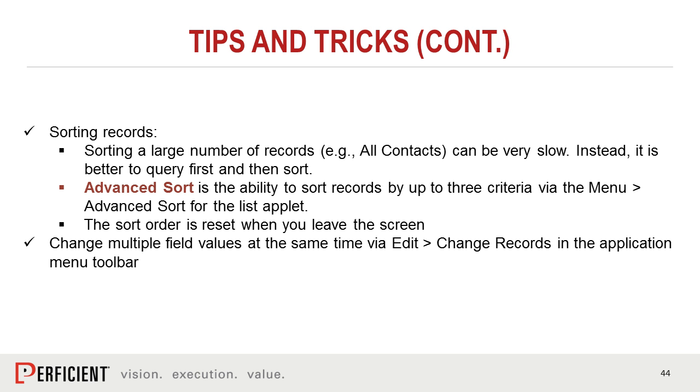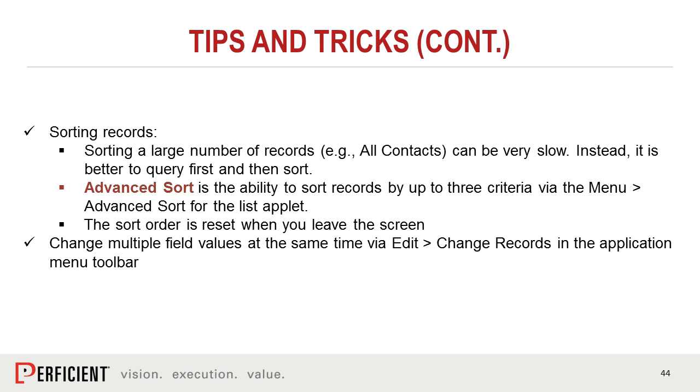Next, sorting a large number of records, like contacts or documents, can be really slow if you're looking at all of those records. So instead, it's better to query your list first and then sort it. That becomes better performance if you're doing that.